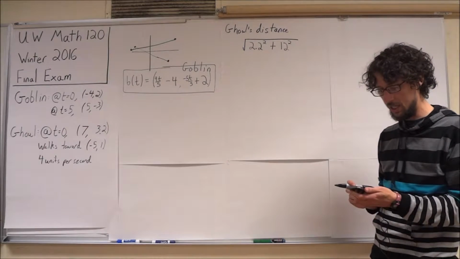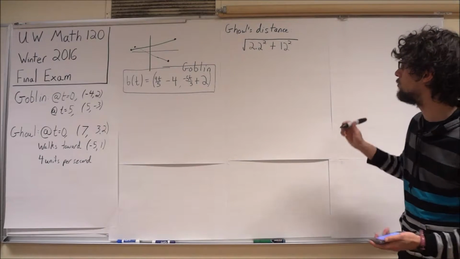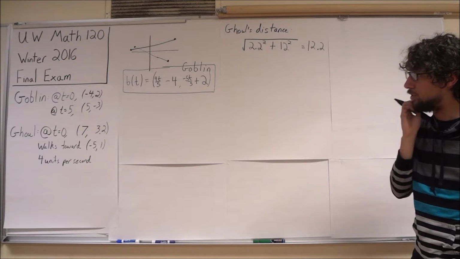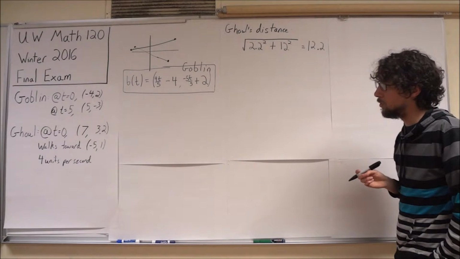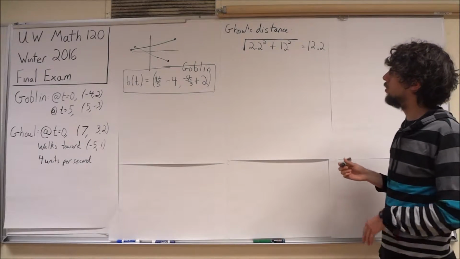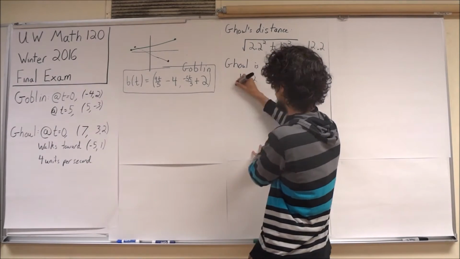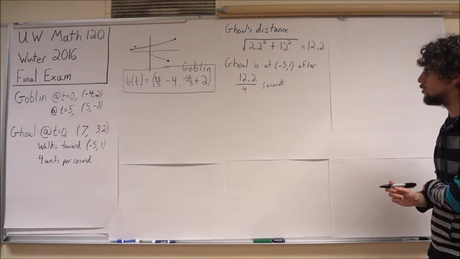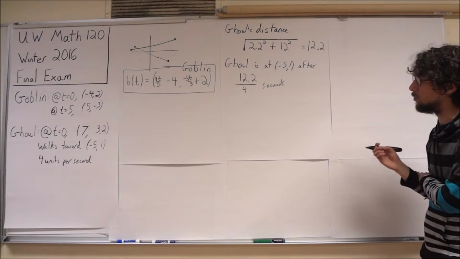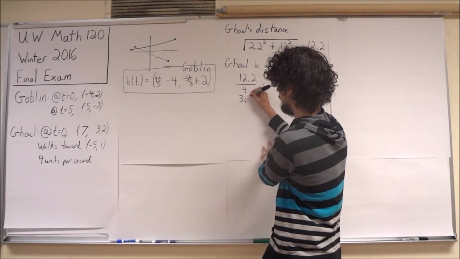This works out quite neatly. The ghoul's distance covered there is 12.2. So how long does it take the ghoul to travel that far? Well, the ghoul is traveling at 4 units per second. So what is 12.2 over 4? Well, it's 6.1 over 2. It's 3.05.